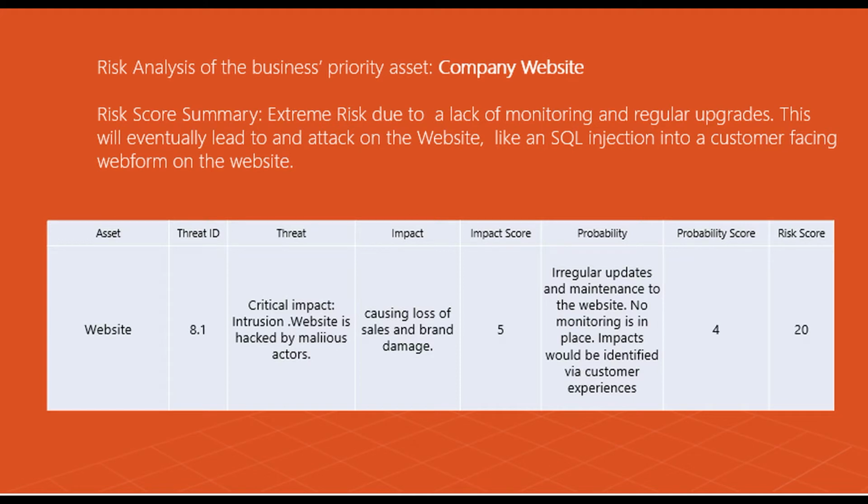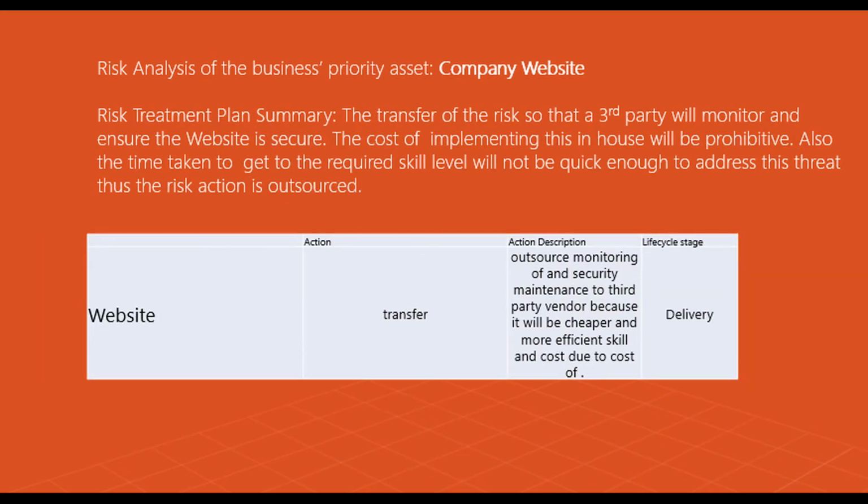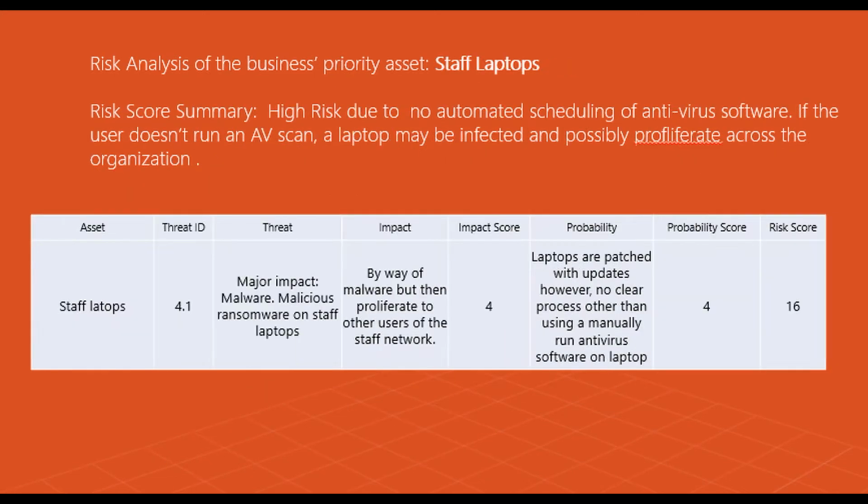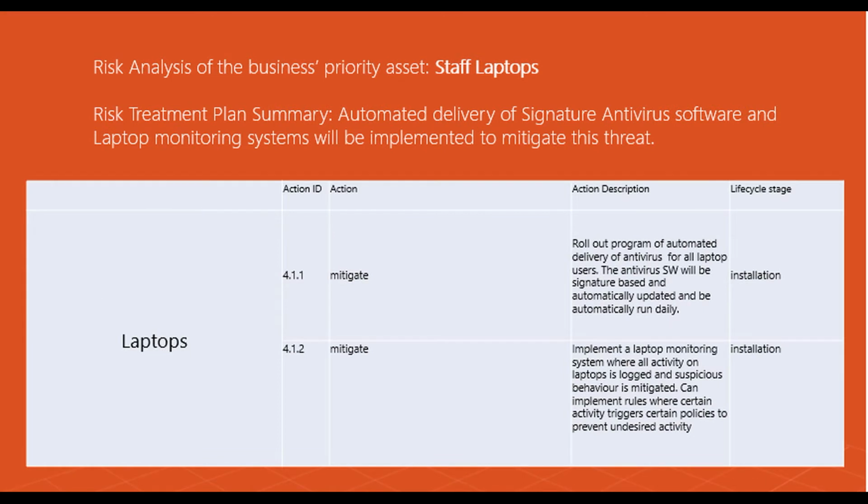Next asset is company website. So it's extremely high risk, not a lot of maintenance done there, and there's no monitoring. And the risk treatment plan for the company website, the company has advised that they will transfer the risk to a third-party vendor for website maintenance and monitoring. Staff laptops, also high risk. There is only a manual antivirus, no automated scheduling to run antiviruses or update them. And the risk treatment plan is to automate the delivery of signature-based antivirus software and laptop monitoring systems.